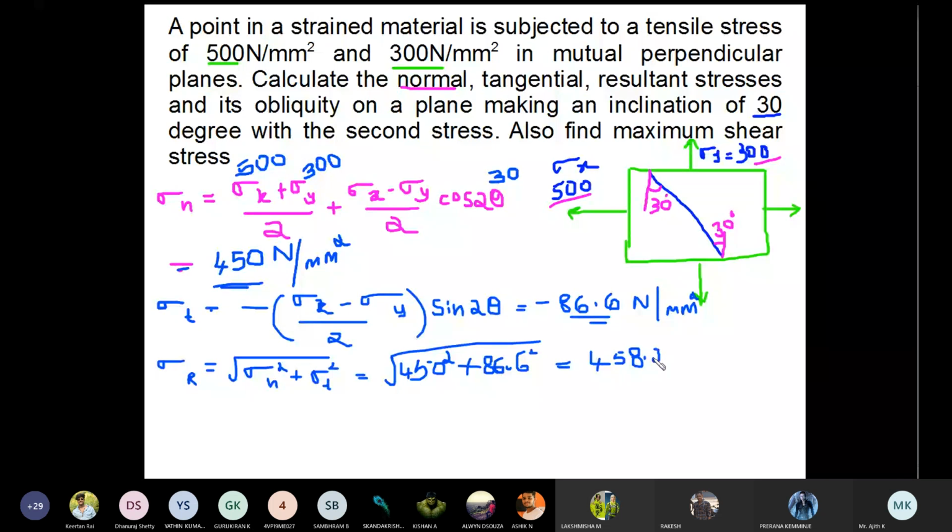So what all things have we calculated now? We have calculated the normal stress, we calculated the tangential stress, and the resultant stress is also over. Last two more things: obliquity is required and also maximum shear stress. So next step, calculate obliquity. Phi is given by tan inverse of sigma t divided by sigma n.